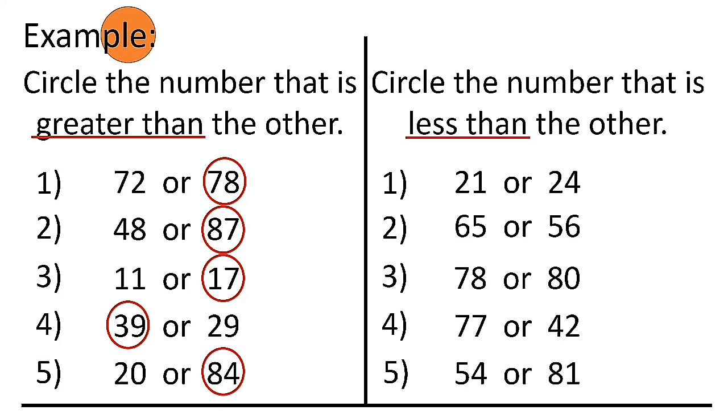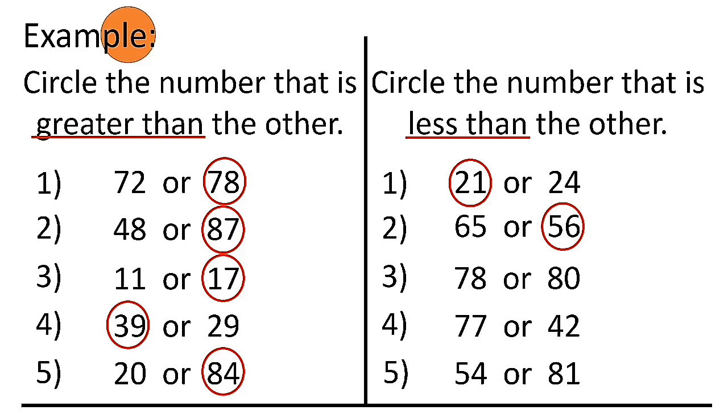Circle the number that is less than the other. Again, circle the number that is less than the other. Number one. Which one is less? 21 or 24? Yes, 21 is less than 24. Number two. Which one is less? 65 or 56? Yes, that's 56.